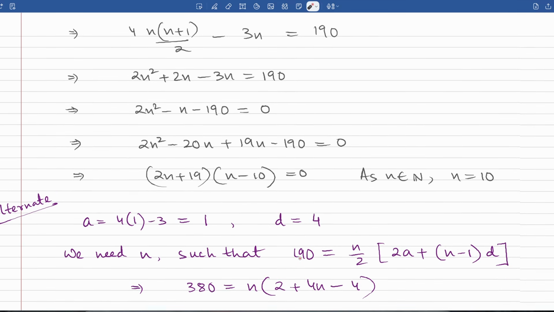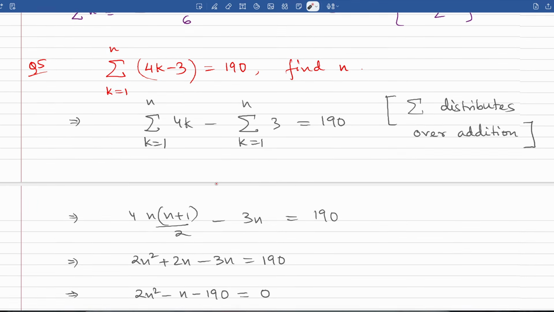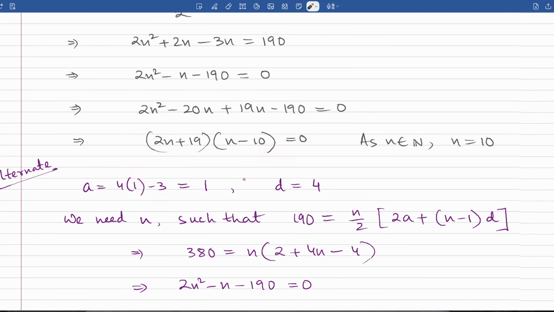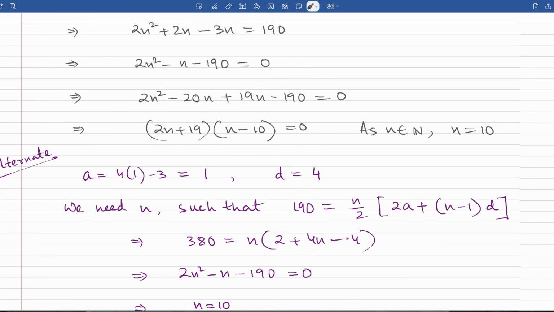Alternatively, you can figure out that this was an arithmetic progression. So you could calculate the first term, the common difference, and then use the sum formula to get the same quadratic and the same final answer.